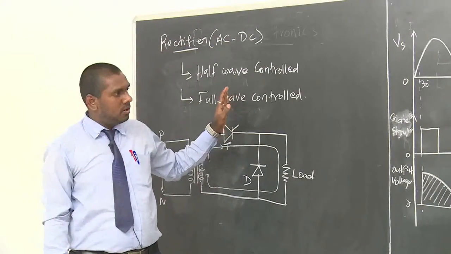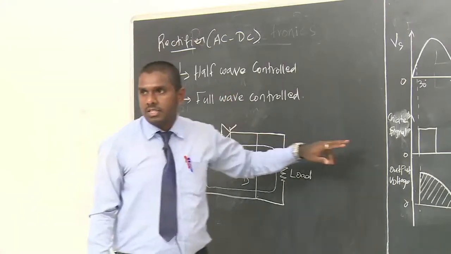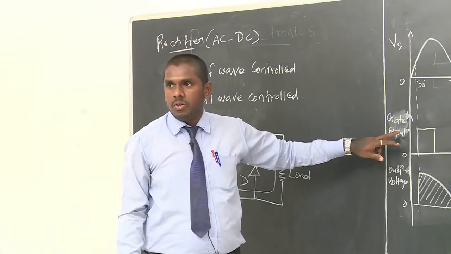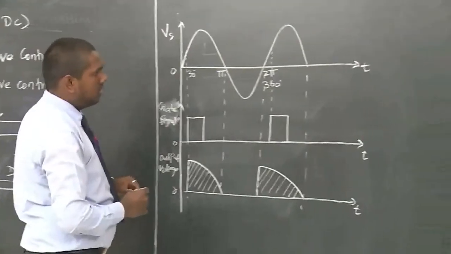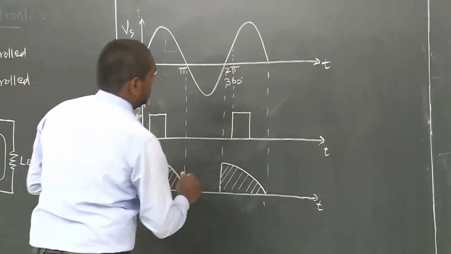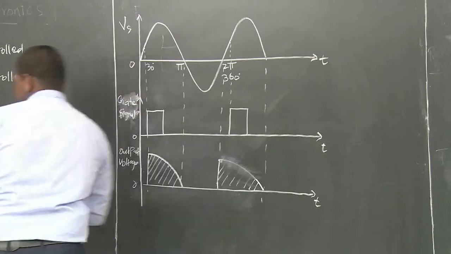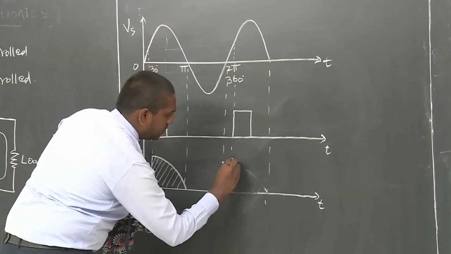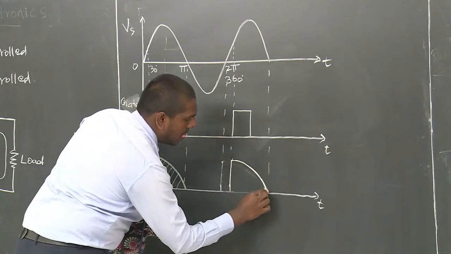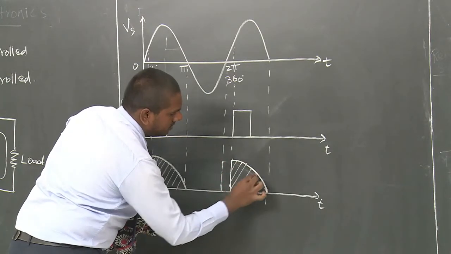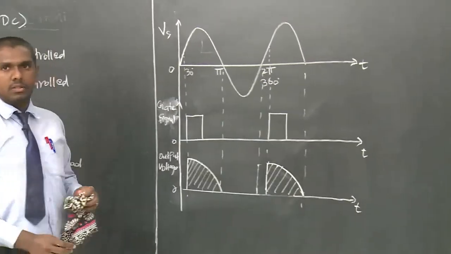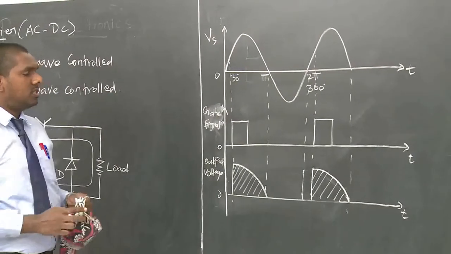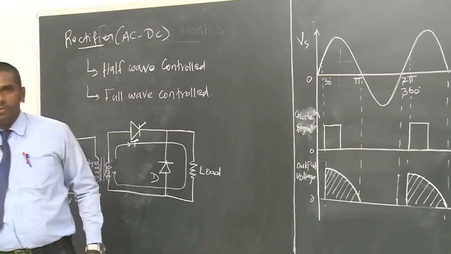Second waveform, that second shaded portion. You check it. Is it right? Okay, so this is the half wave rectifier.